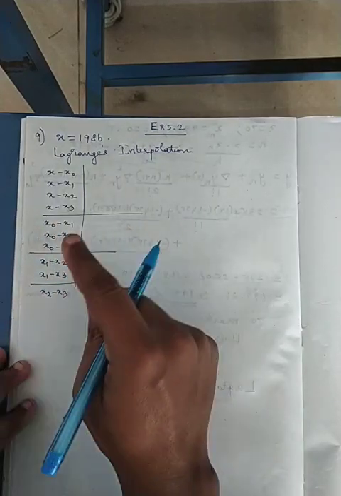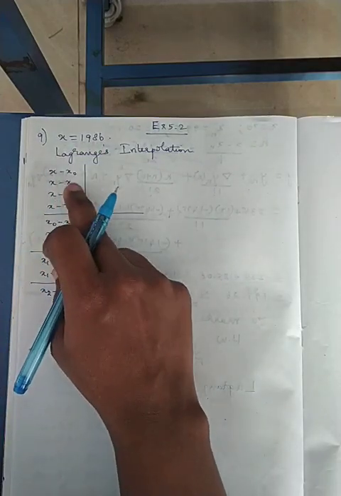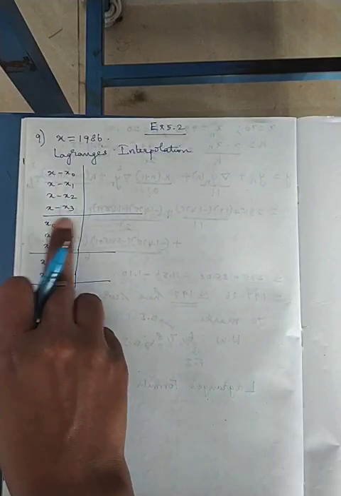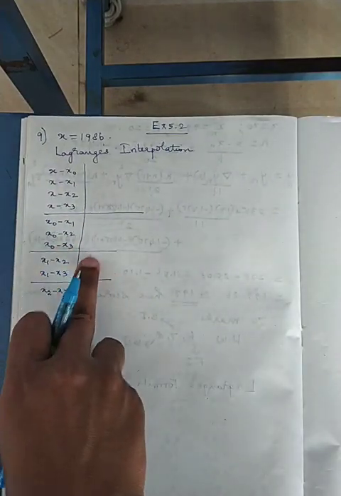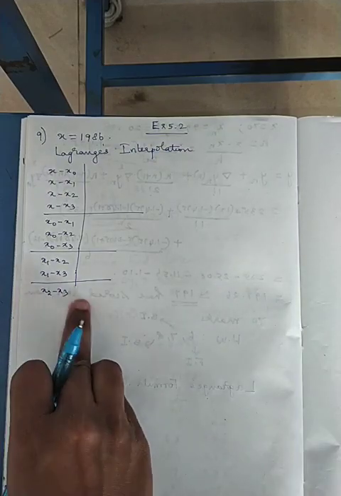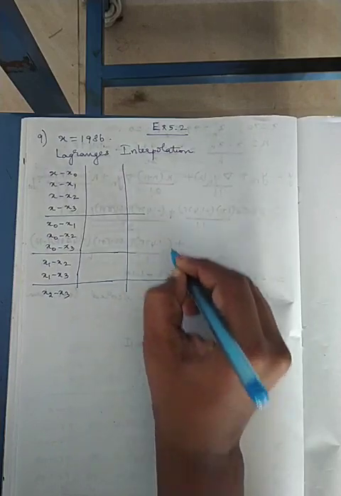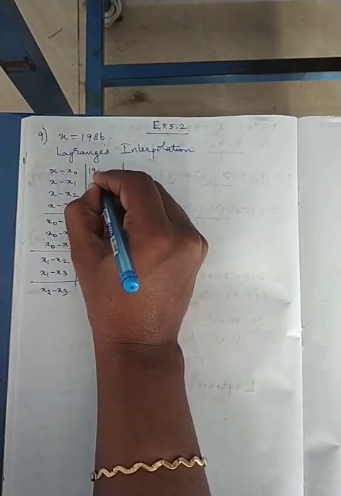This goes cyclically. Taking first the given x, you have to subtract x0, x1, x2, x3 and write. Then from x0 subtract x1, x2, x3 and write. From x1 subtract x2, x3 and write. From x2 subtract x3. So if you put this like a small table, it will be easy for you to substitute. Okay, what is my x?